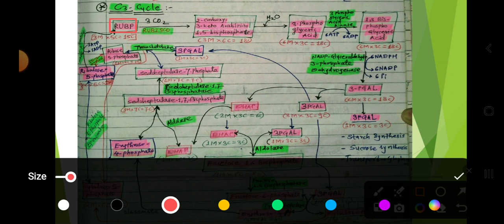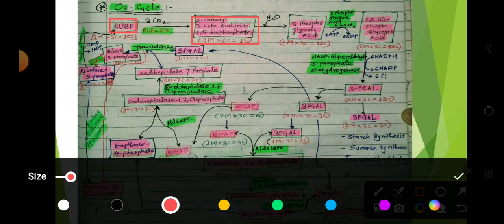The RuBP is a 5 carbon compound, so if we take 3 molecules, the total is 15 carbons. With these 3 molecules, the fixation of 3 carbon dioxide takes place by the enzyme Rubisco, and formation of 2-carboxy-3-keto-arabinitol 1,5-bisphosphate takes place. Each RuBP is fixed with 1 CO2 molecule, hence the resultant product is 3 molecules, each of 6 carbons, and the total is 18 carbons.